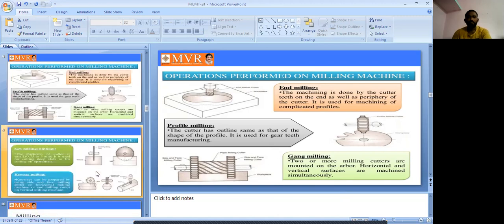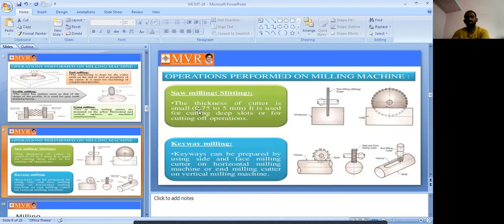So next one is saw milling. See here, this is the workpiece and this is the milling cutter. By using this cutter we are removing the metal from the workpiece. The thickness of the cutter is very small. How much thickness? We are using 0.75 to 5 mm thickness in this type of milling operation.